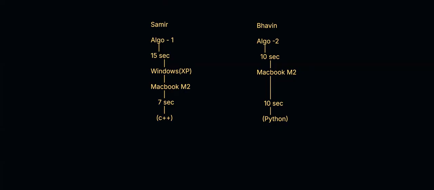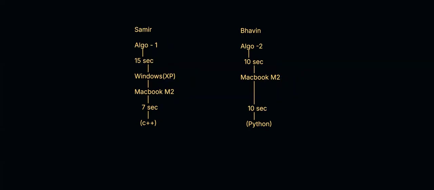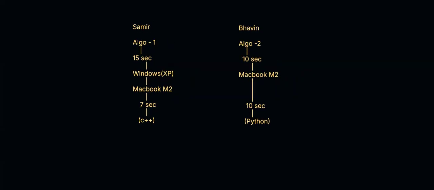So, like, we can say one more thing here. As Samir is using C++ and Bhavin is using Python to write the code, now we know Python is a little bit slower than C++, right? So now we can ask Bhavin to write the code in C++.